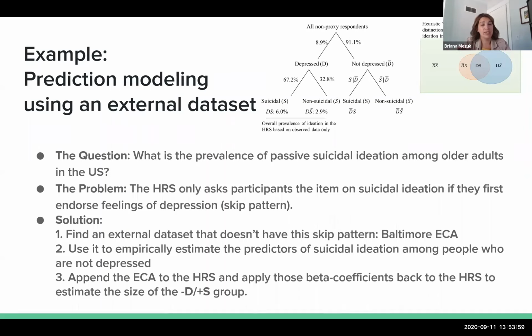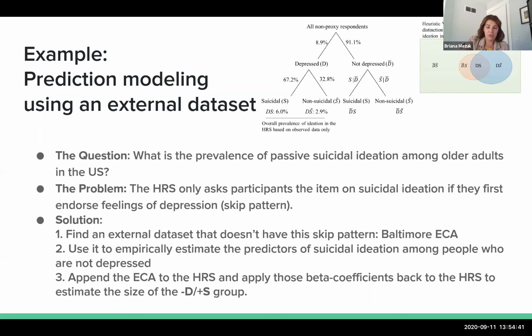And that data set is the Baltimore ECA study, the Baltimore Epidemiologic Catchment Area Study. It uses an instrument that is the predecessor to the CDI. It's called the Diagnostic Interview Schedule, where their measure of depression asks all questions about depression to everybody in the sample, regardless of whether or not you felt sad. So I know suicidal ideation unconditional on depression status in the ECA. I only know suicidal ideation conditional on depression status in the HRS, and I'm going to use this prediction model.